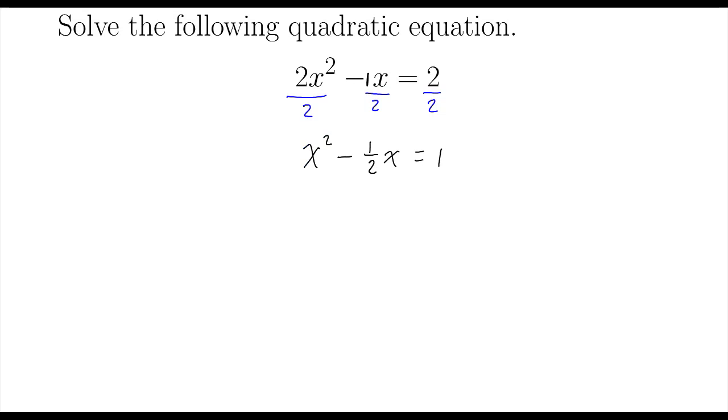Okay, so now I'm going to add something to both sides. The question is, what am I adding? Well, you take this number here, this 1/2, you cut it in half, so multiply it by 1/2 and get 1/4. And then you want to square that number. Square it. That'll give you 1/16. Add 1/16 to both sides.